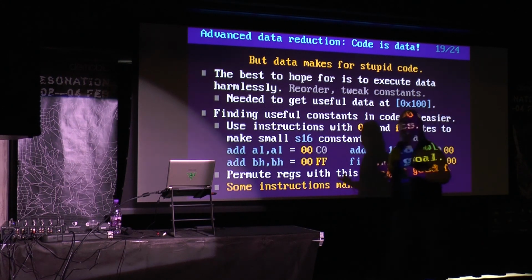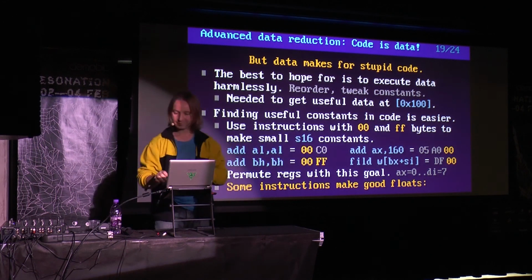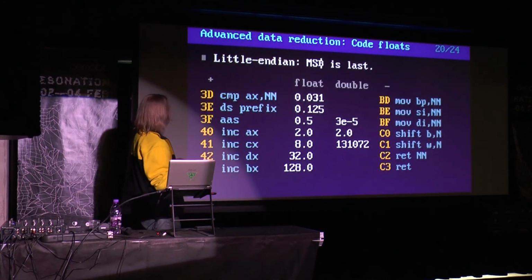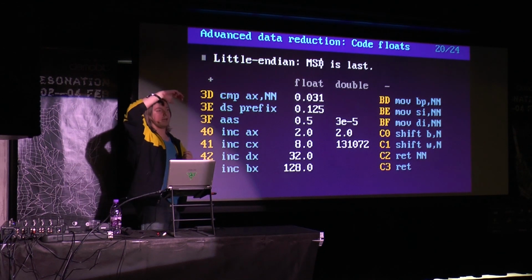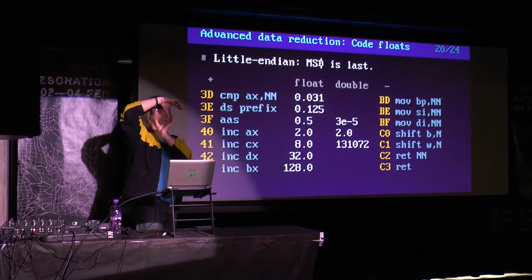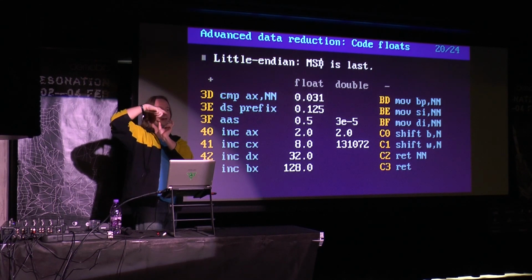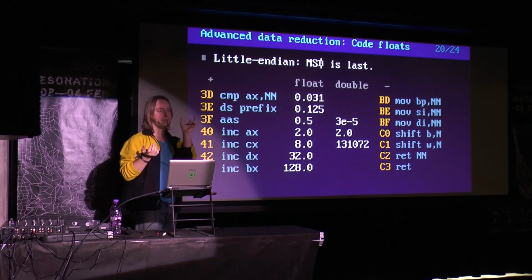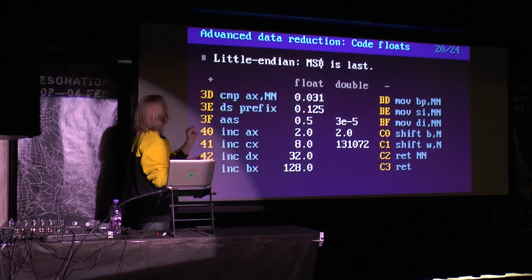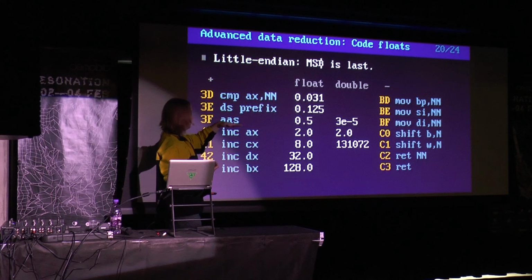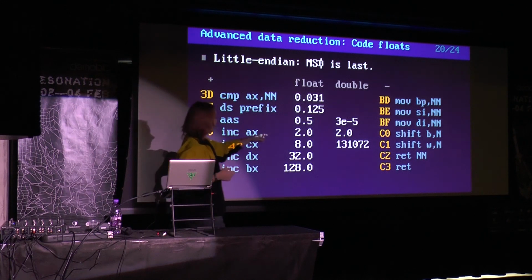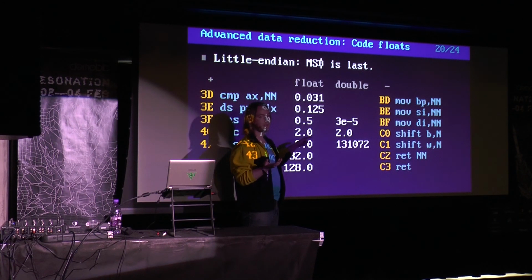And some instructions make even good floating point values, which is on the next slide. Remember little endian? So floating point values need the last byte to be one of these values. So you can put anything before that. Usually the first 2 bytes can be treated as noise and can be anything, and the last 2 bytes encode the actual value. So for example, when you have an increment AX, it has this code, and any float with this last byte is a value between 2 and 8, which is a nice floating point value.